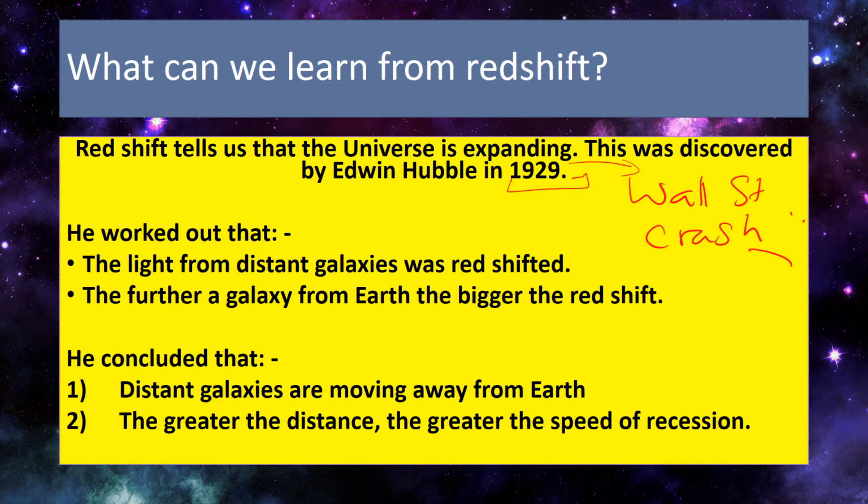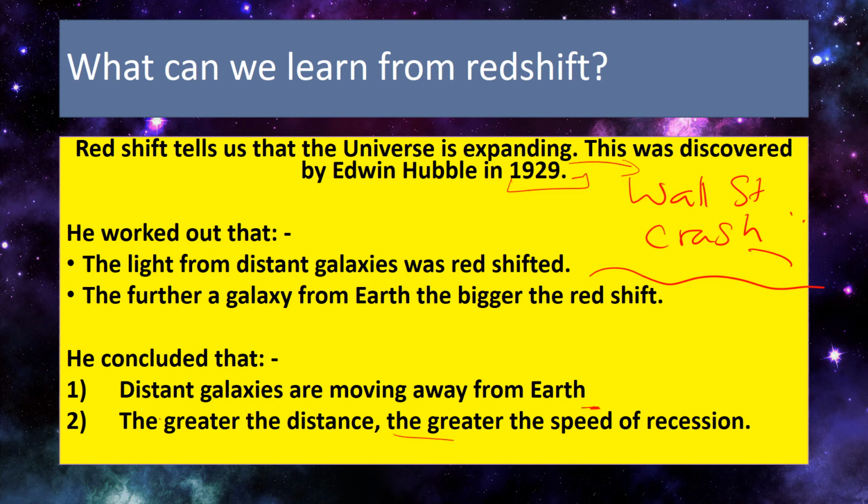So he worked out that the light from distant galaxies was red shifted, which means that they were moving away, and so they were appearing more red. The further away from the Earth, the bigger the red shift. He concluded that distant galaxies are moving away from Earth. The greater the distance, the greater the speed of recession.